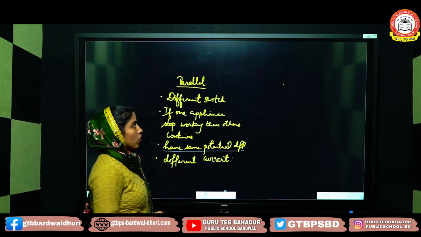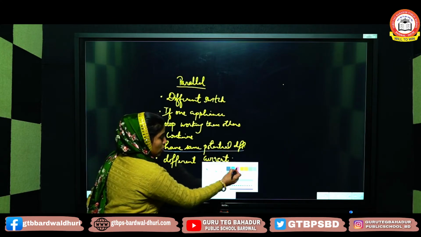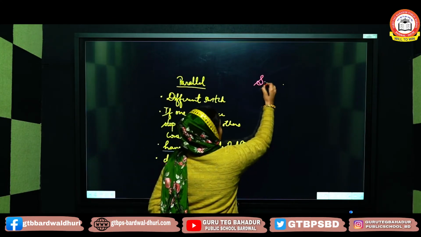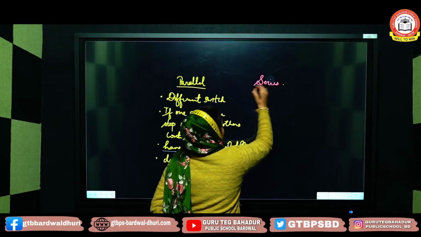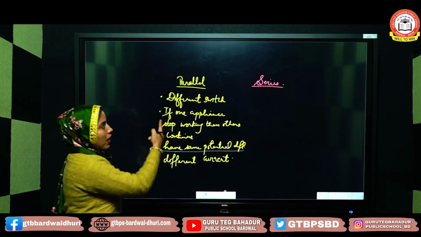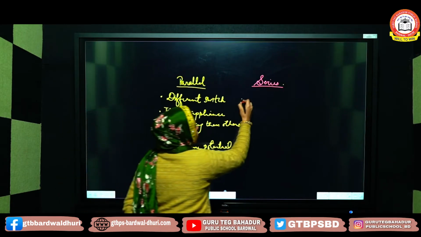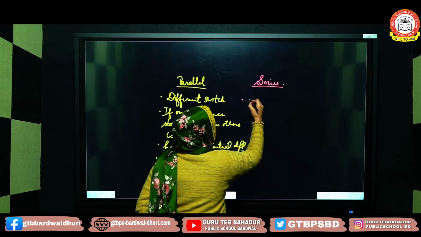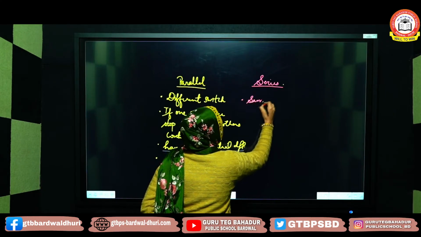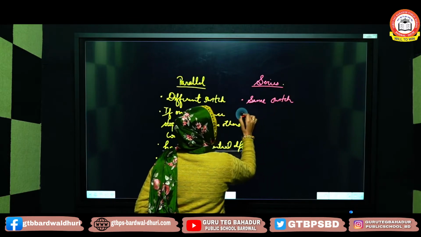Now if I talk about series combination, so what will happen in series combination? The points are opposite to that of parallel combination. Firstly, like in parallel combination all the appliances are having different switch, but in series combination all are operated by same switch. The switch of all will be the same.